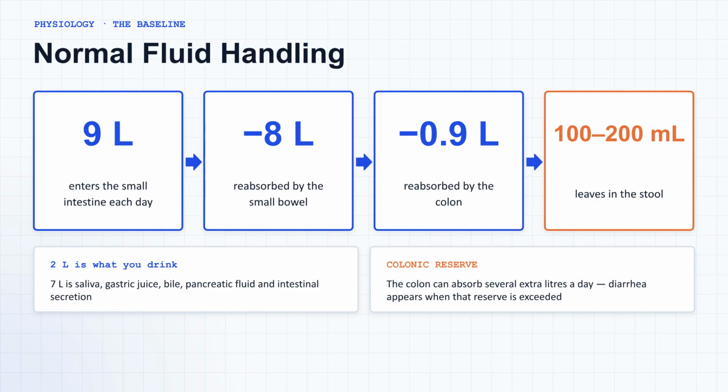The colon also holds reserve capacity. It can absorb several extra liters a day if it has to. Diarrhea happens when that balance tips. Two consequences follow. A small bowel process can overwhelm the colon and produce liters of stool, and a colonic process produces small volumes even when the patient goes 20 times a day.